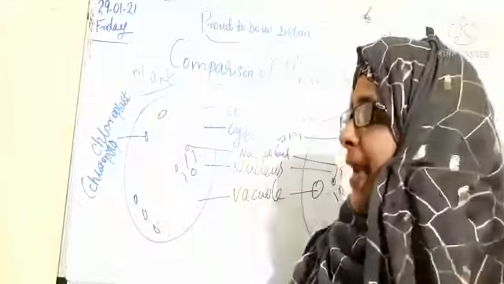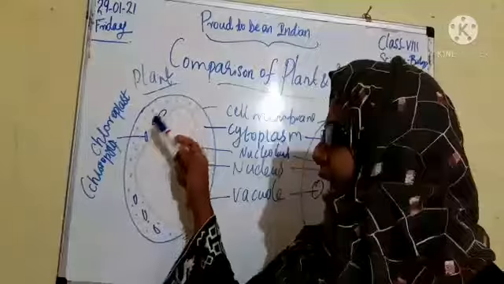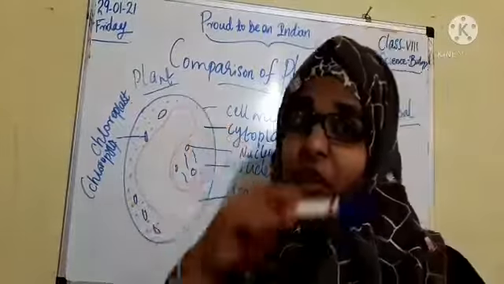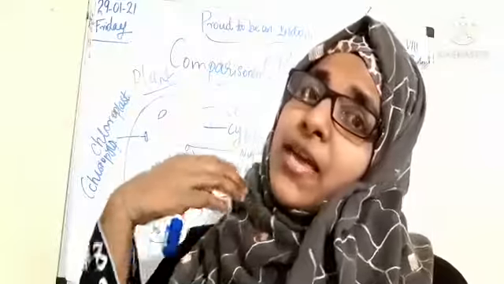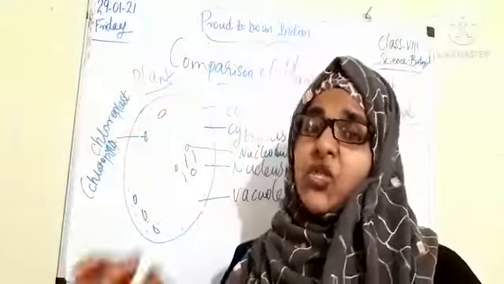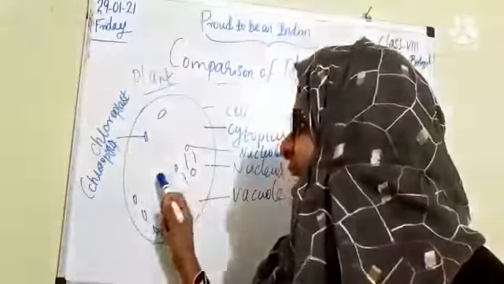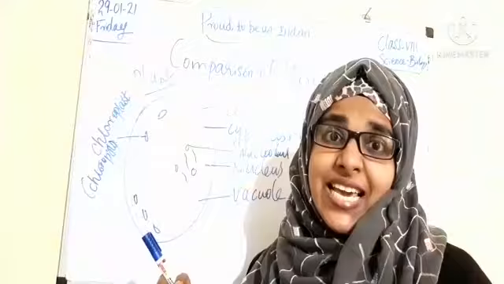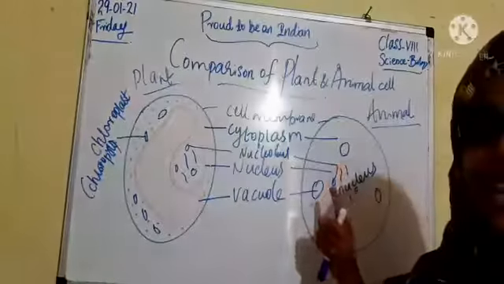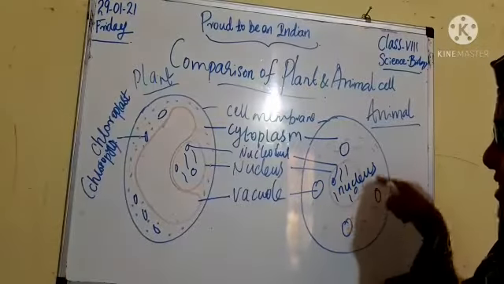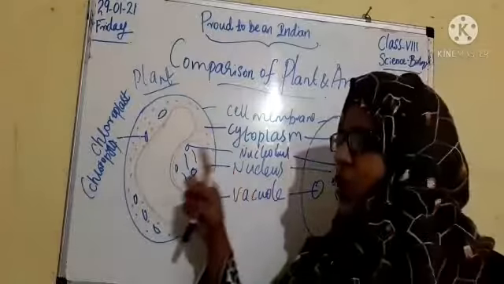So the main differences here: plastids are present in plant cell. The vacuole of plant cell is very big and only one in number. In animal cell, many vacuoles we can see, but they are very small. Then the nucleus we cannot see at the center of the plant cell. We can see it at the side of the plant cell. But in animal cell we can see the nucleus at the center of the animal cell. Understand? So students, these are all the main differences.